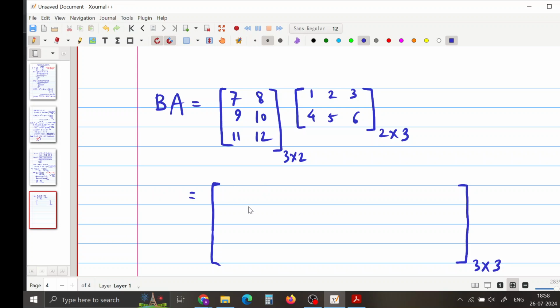What will be the first entry of the resultant matrix in the first row and first column? You have to take the inner product of, yeah, go ahead. 39. 39, exactly. Basically what she's saying is you have to take the inner product of the first row of B with the first column of A. So if you take the inner product, it is 7 times 1 plus 8 times 4, which is exactly 39.